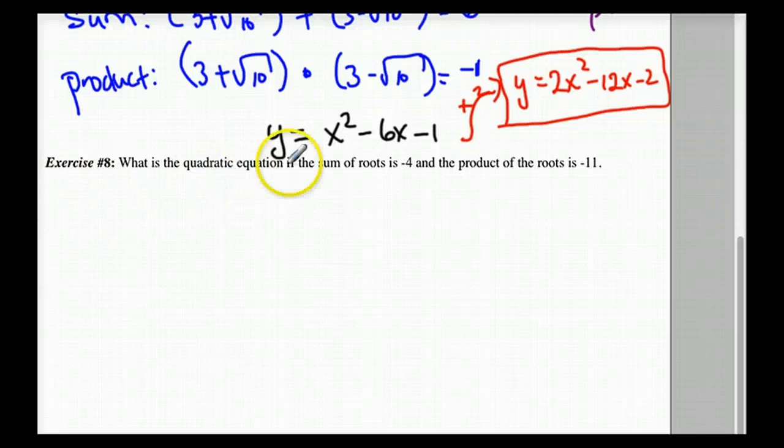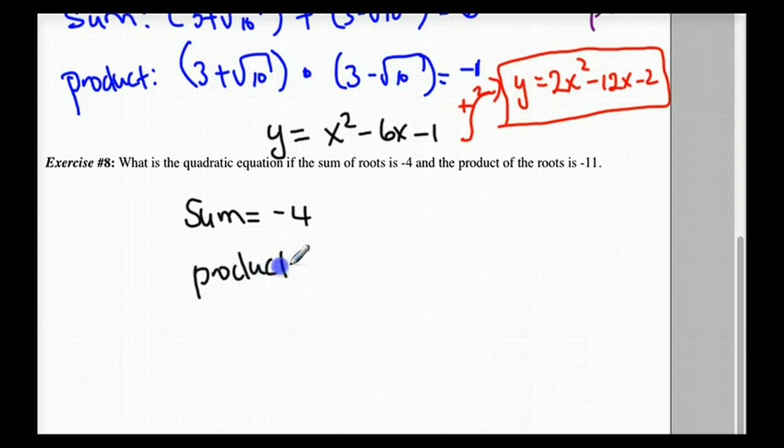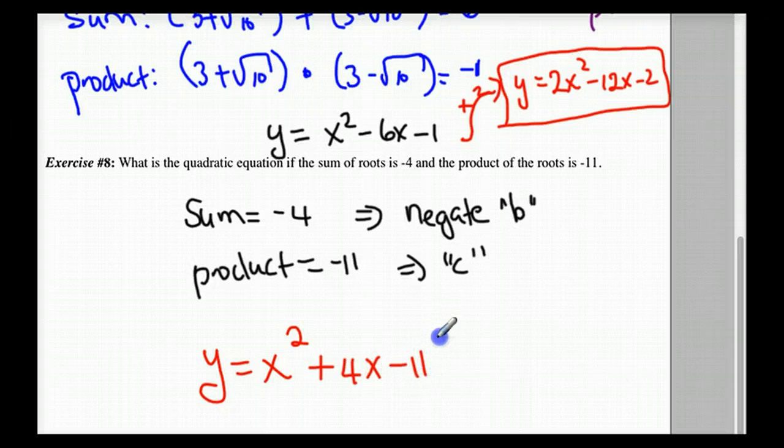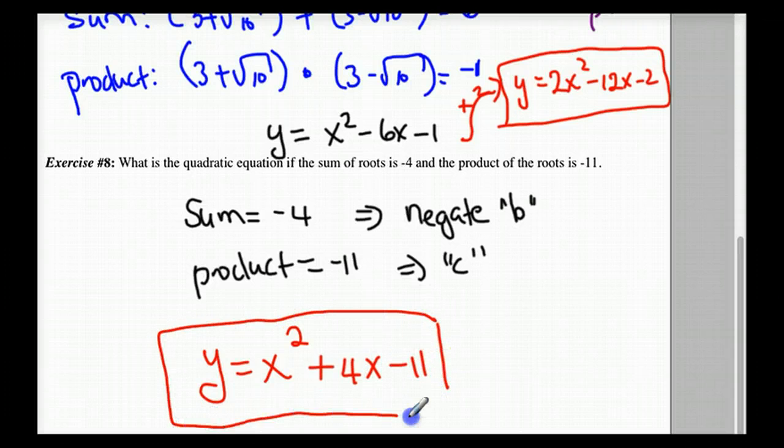Number 8 says, what is the quadratic equation if the sum of the roots is -4 and the product is -11? So the sum is -4 and then the product is -11. So remember, the sum, once I negate it, will give me the B term, and then the product will be my C term. So if I was to write this out, y equals x squared, this is -4, this becomes a positive 4x minus 11, and that's my quadratic formula. Normally, these are a multiple choice question on the Regents.